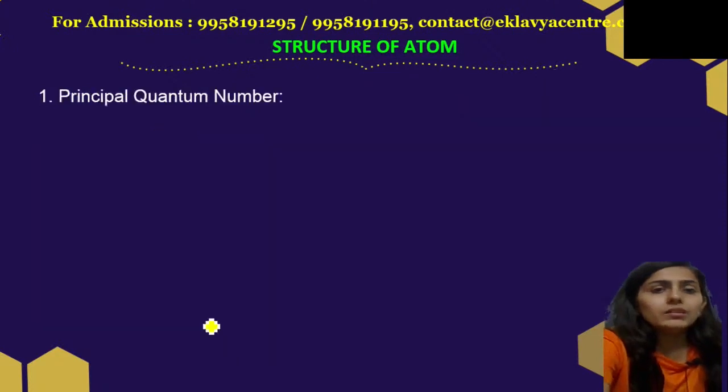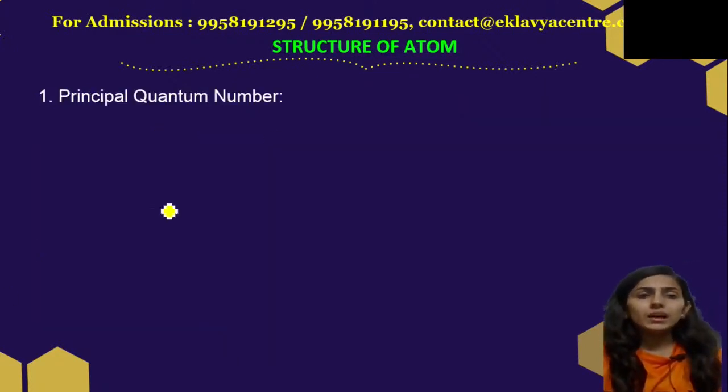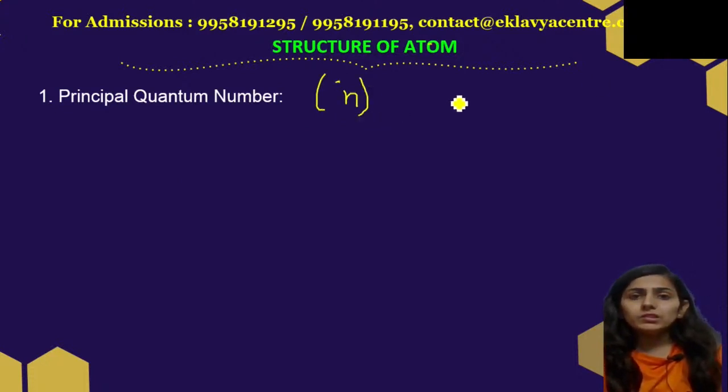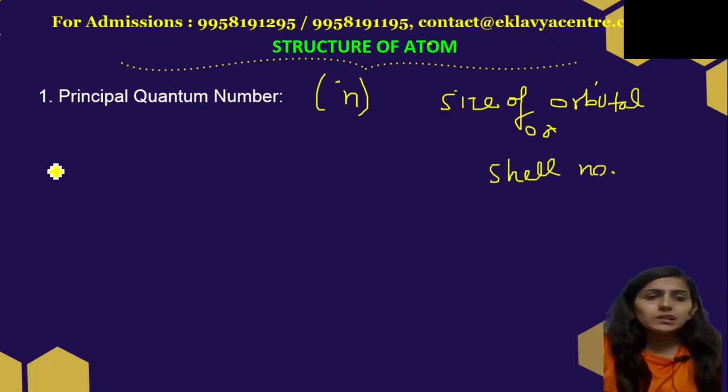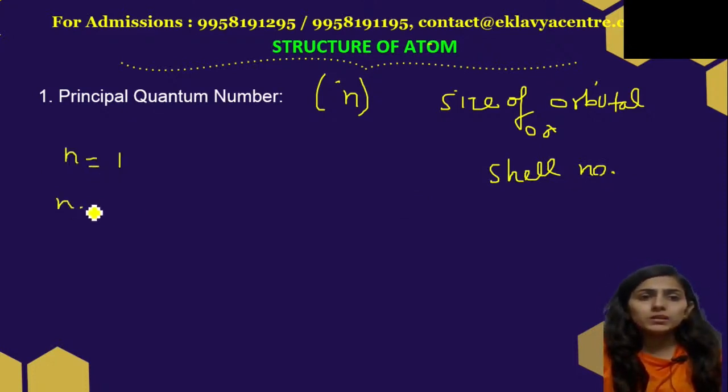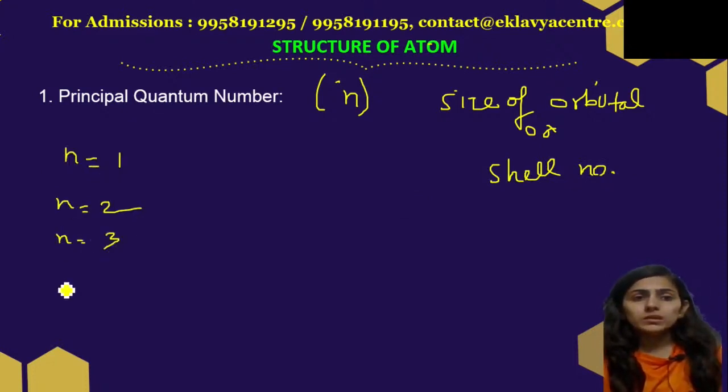Now we have four quantum numbers, and the first is the principal quantum number, denoted by n, which tells us about the size of the orbital, or we can say the shell number. For example, n equals 1, 2, 3, 4, 5, and so on. So K shell, L, M, N.